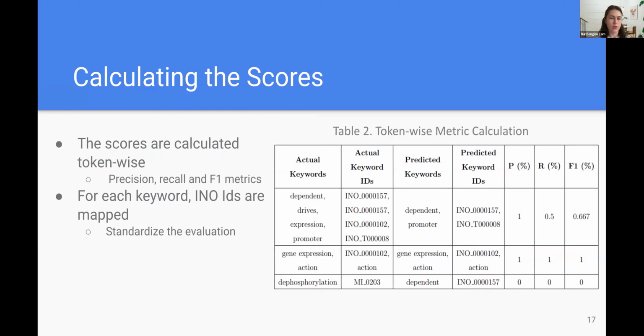We have the actual keywords, and we also have the predicted keywords, which come from the model Llama 2. Before doing any calculation, we map the keywords to their respective INO IDs to standardize the evaluation of the large language models. Then we map the predicted keywords to their INO IDs as well. Then for each row, we calculate the precision, recall, and F1, and this is called tokenized metric calculation.